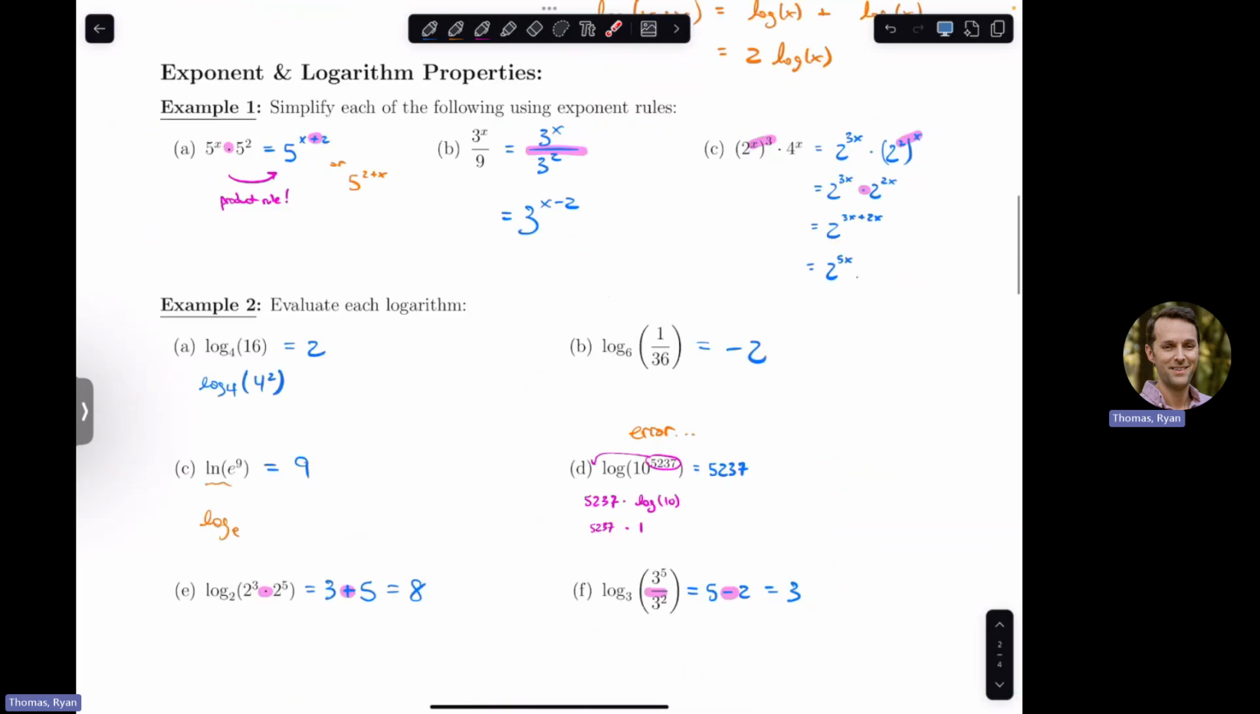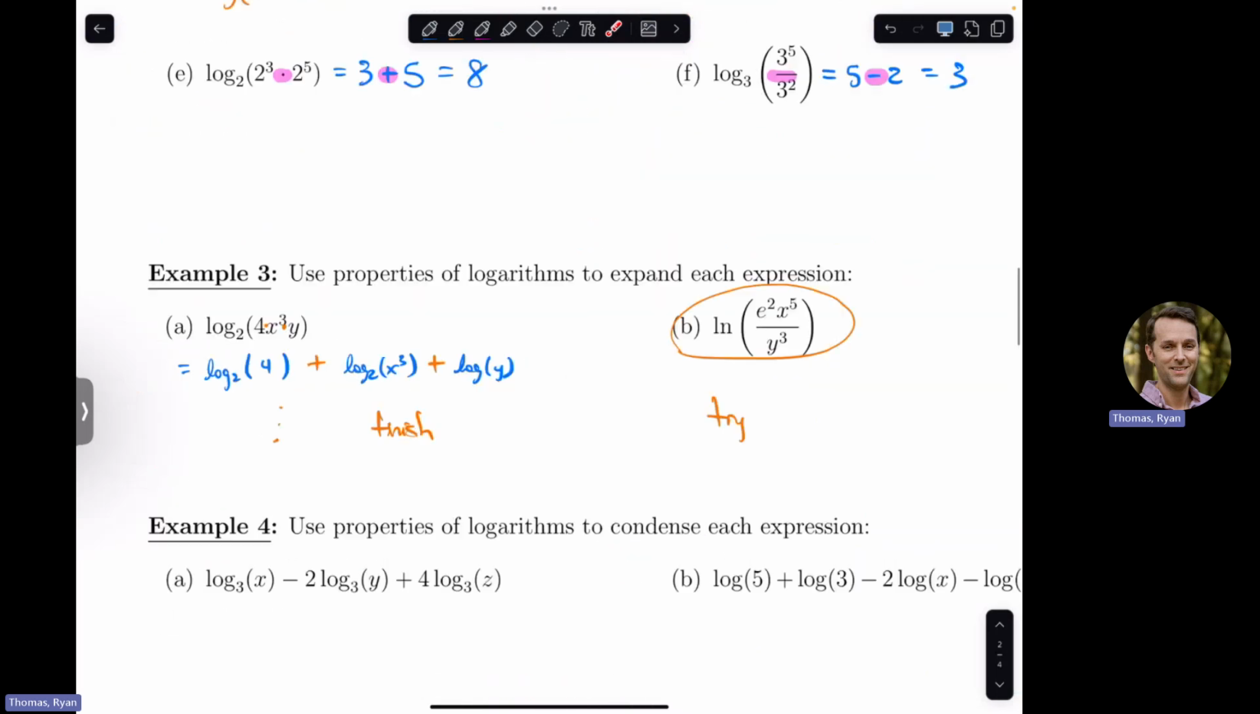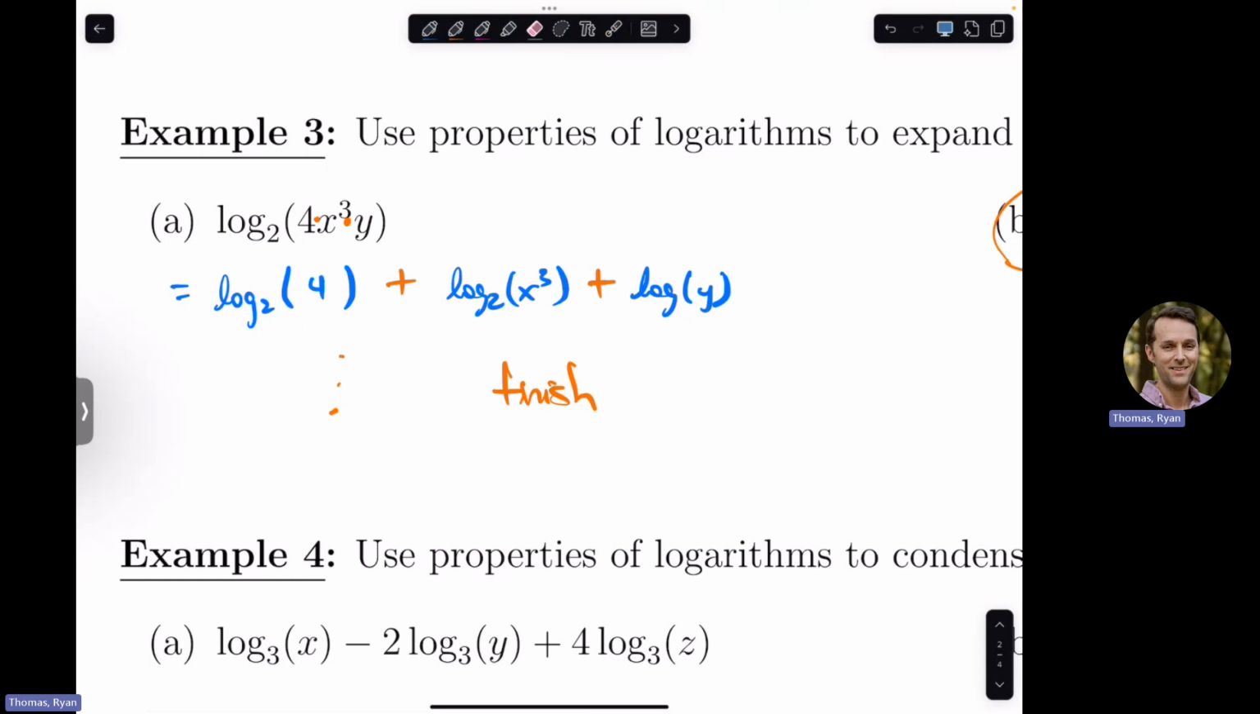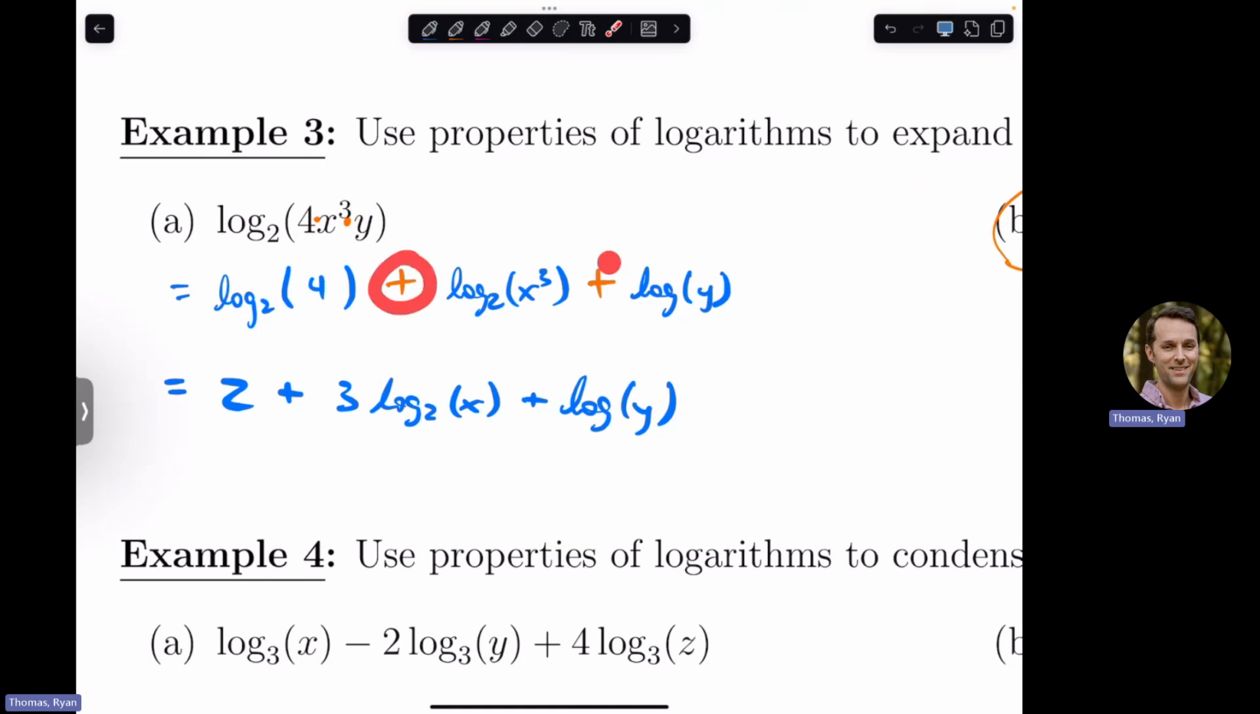Okay. And then I think we did A. One of the other classes, I don't think we quite finished A. This was 3 times the log of x, and then the log of y. Again, we've got these multiplications here. Multiplication or products turn into addition, where we break the pieces apart.